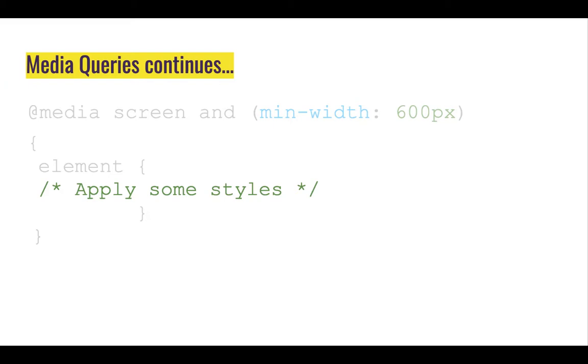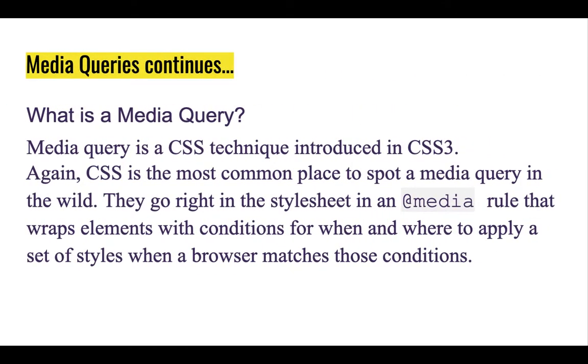Let's take a look at the code on our screen. At media screen and minimum width of 600 pixels, then you have our style. We will give more explanation to this on the next slide. Media query is a CSS technique introduced in CSS3. Again, it is the most common place to spot a media query in the world. They go right in the style sheet in an at-media rule that wraps elements with conditions for when and where to apply a set of styles when a browser matches those conditions.